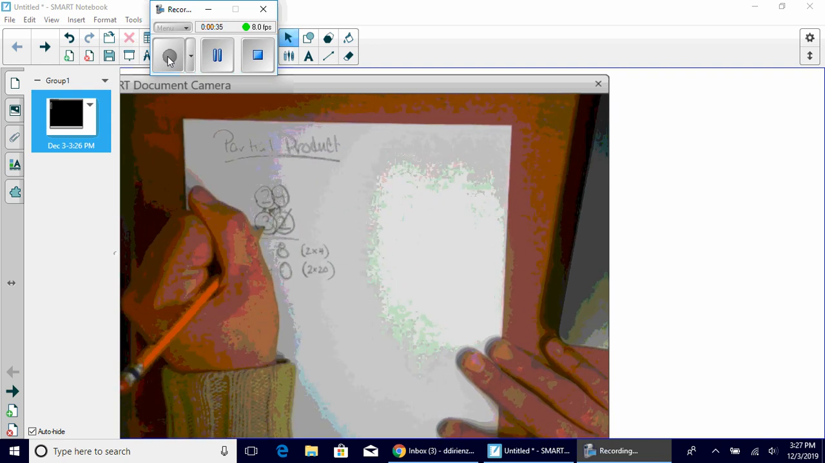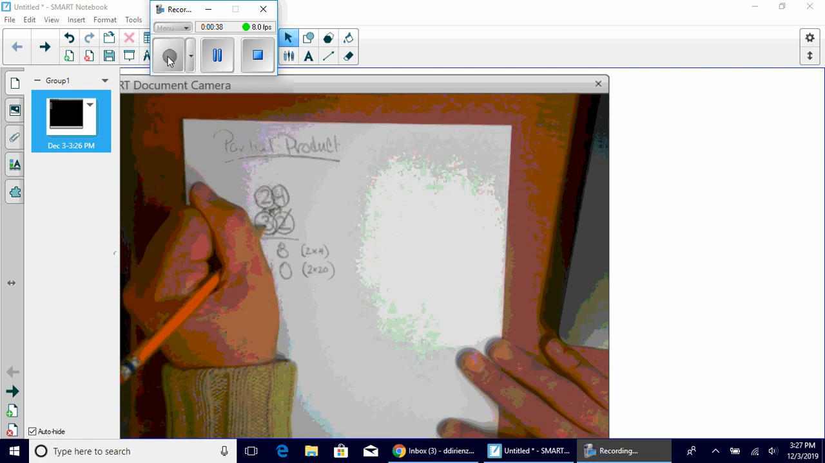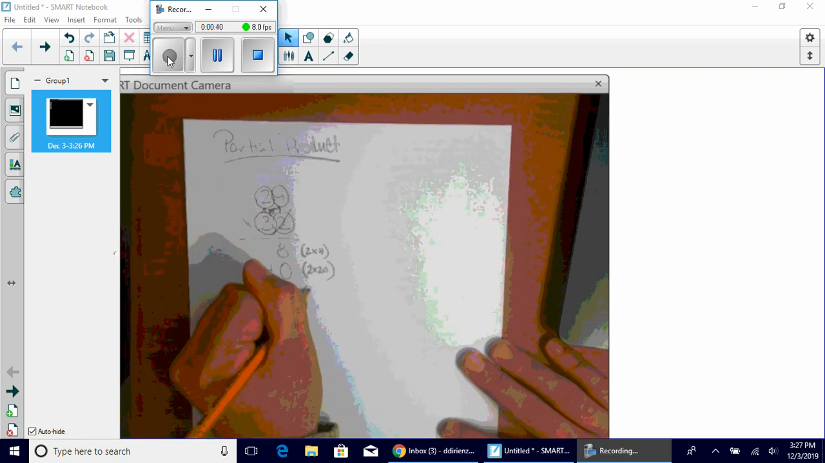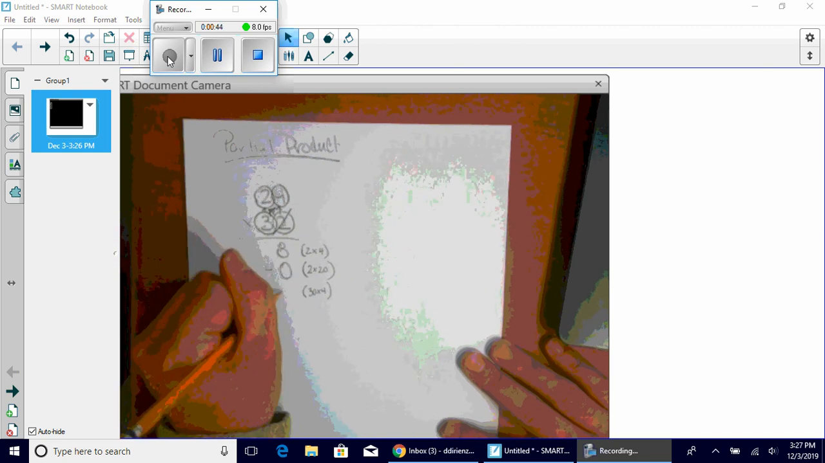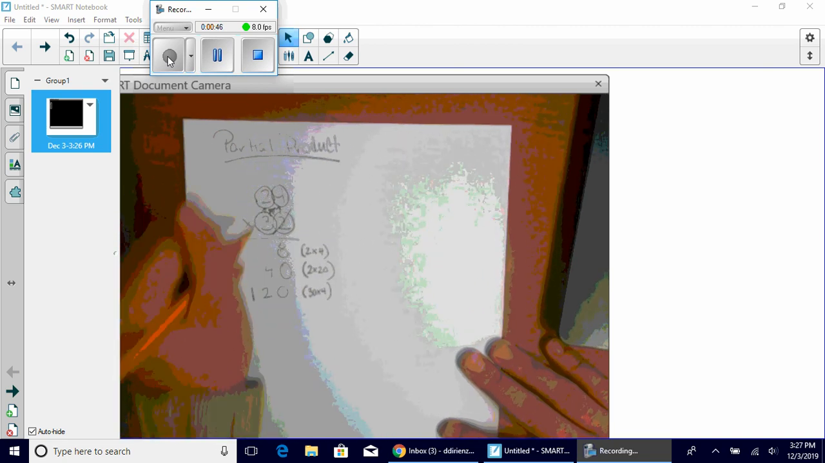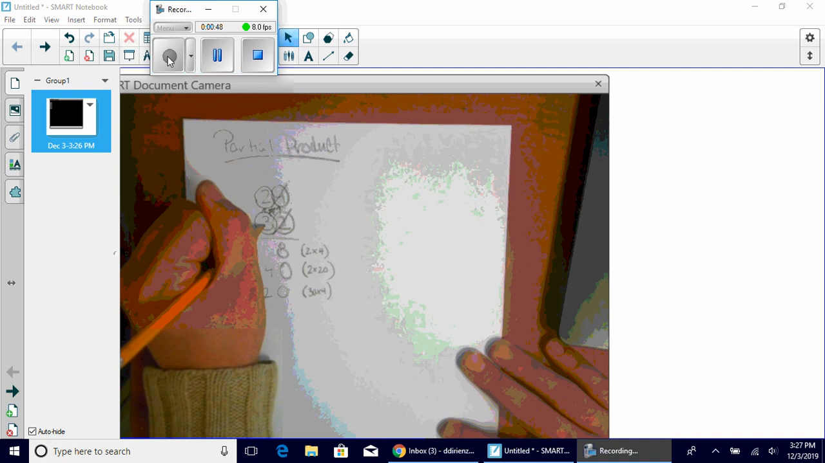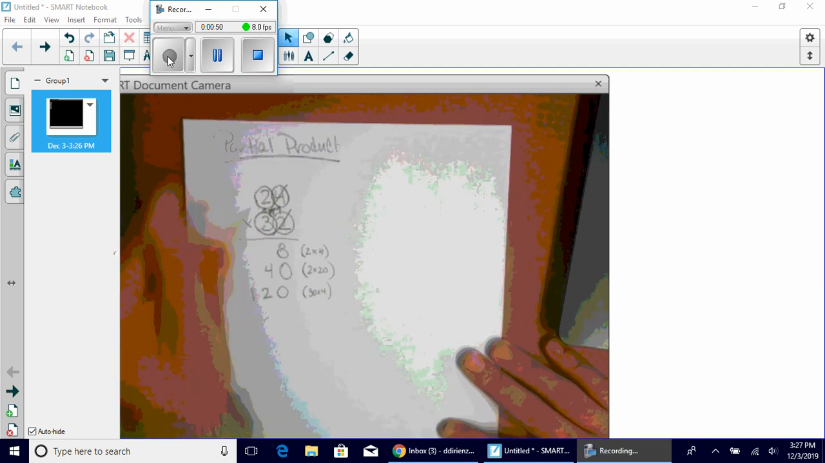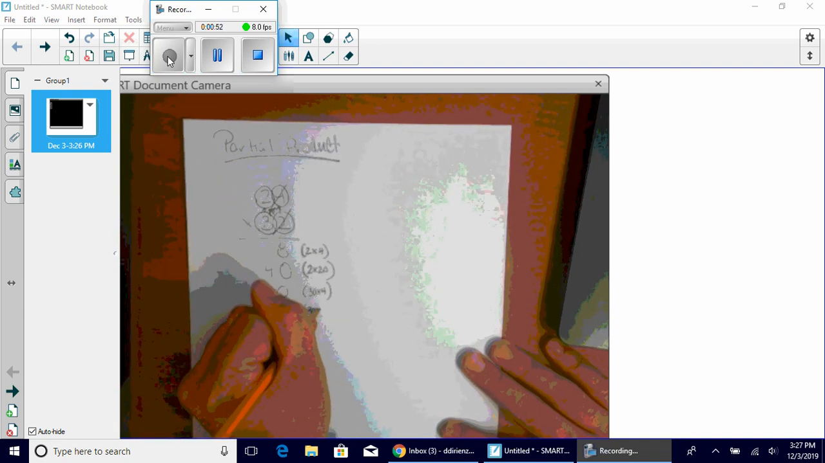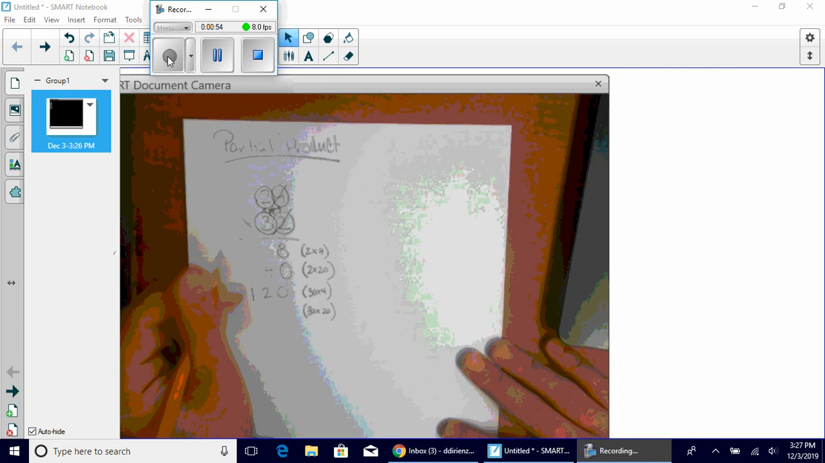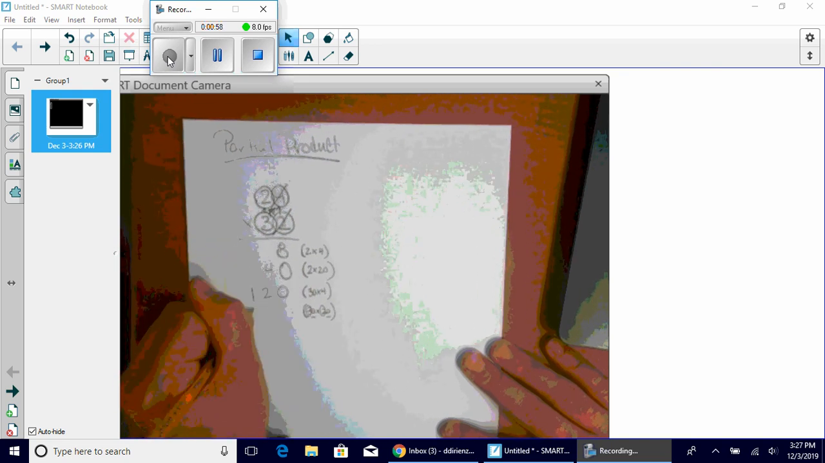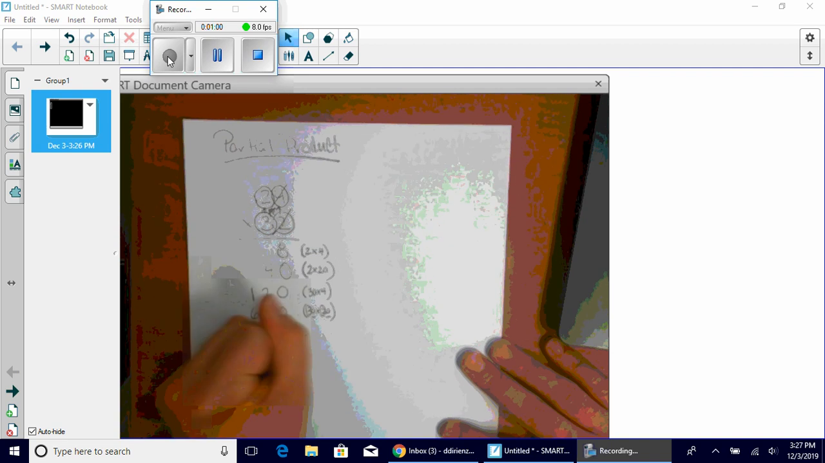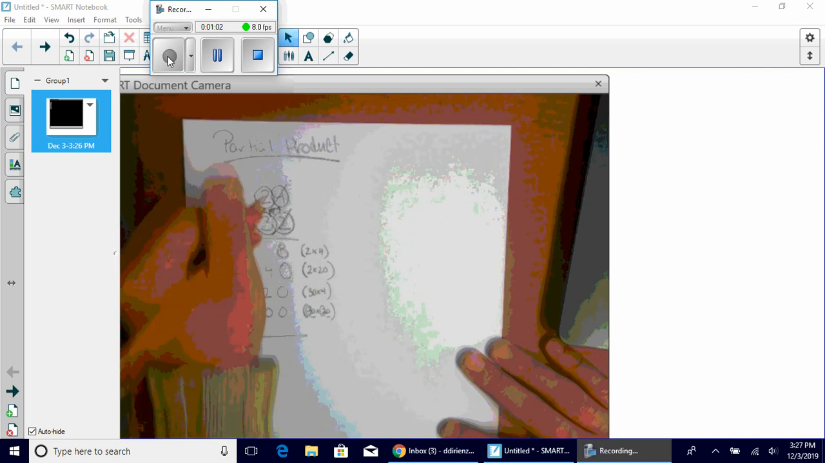So let's start by multiplying three tens by four ones. That's 30 times four, which is 120. I'm done with this. Now I multiply three tens by two tens, which is 30 times 20. Three times two is six, and two zeros. So it's 600. I add up all my partial products.